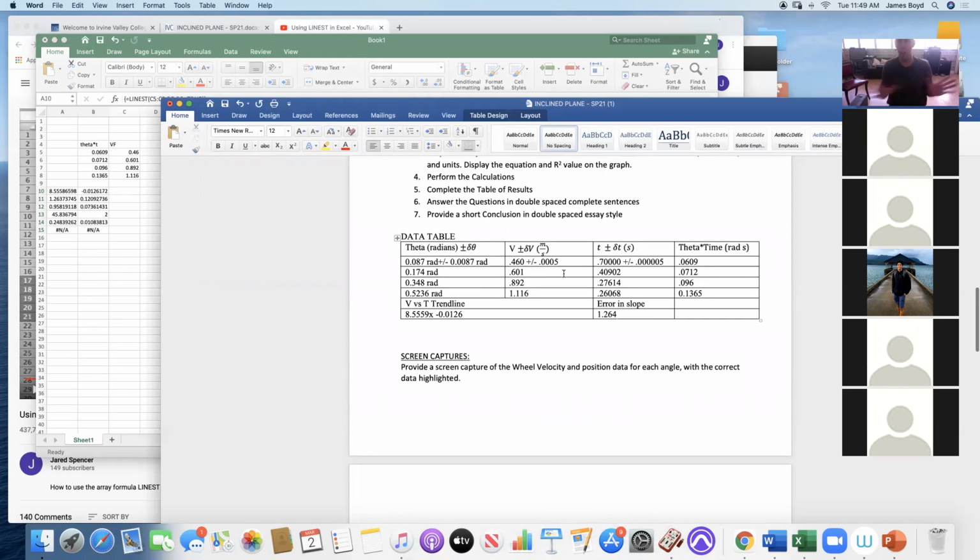So we've got this all filled out. You've got 4 nice trials. You've got your theta in radians. Your error of your theta is plus or minus half a degree. You have that converted to radians. So this will be the same on your lab. You have your final velocities at the bottom and the error associated with them, which is half the resolution of these numbers, which is half of the smallest digit. Your time, which is half of the smallest time that it gives you. And then t times theta.